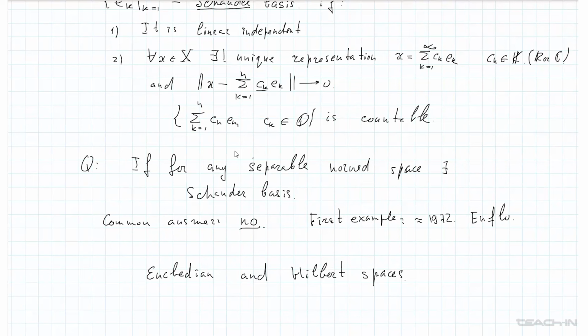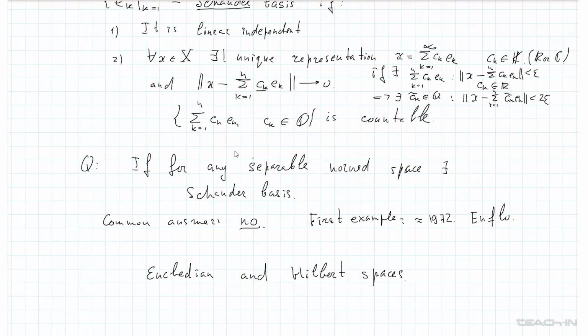For example, if there exists some sum of c_k e_k such that the norm of x minus the sum of c_k e_k is less than epsilon, and the c_k are real, for example, I consider a real linear space, then there exist rational c_k tilde such that the norm of x minus the sum of c_k tilde e_k is less than 2 epsilon.